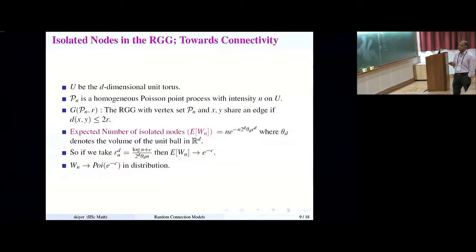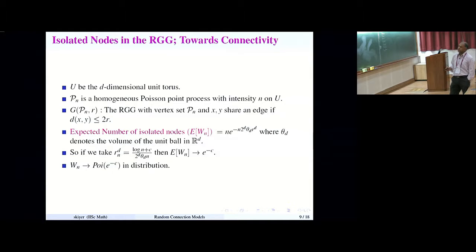Because the Campbell-Mackay formula tells me that this would be the expected number of isolated nodes. N is the intensity, and this is the probability that, let's say, the origin is isolated: there's nothing within a ball of radius 2r. Theta, sometimes I'll write just theta, is the volume of the unit ball. So from here you can see that if I replace this R by Rn, with Rn satisfying this equation here, that would tell me that the expected number of isolated nodes will converge to some constant. So the expected number of isolated nodes would stabilize.